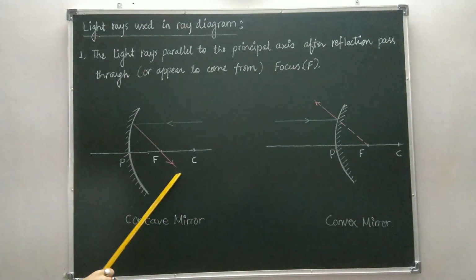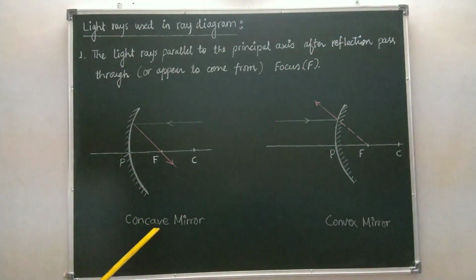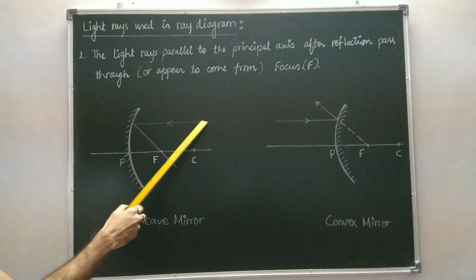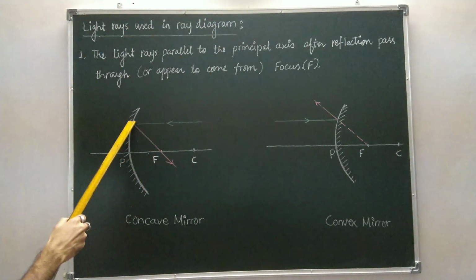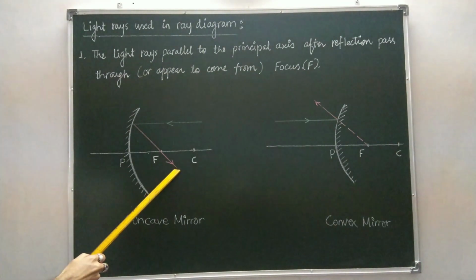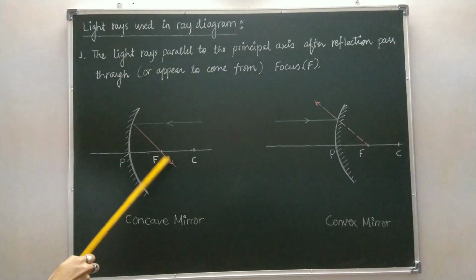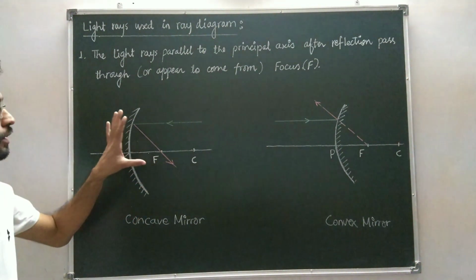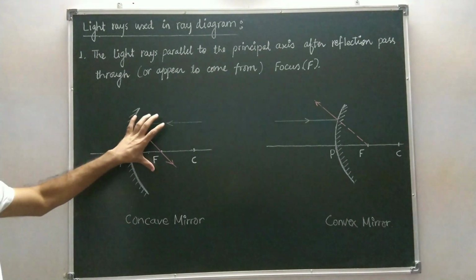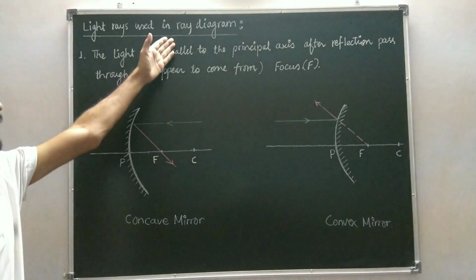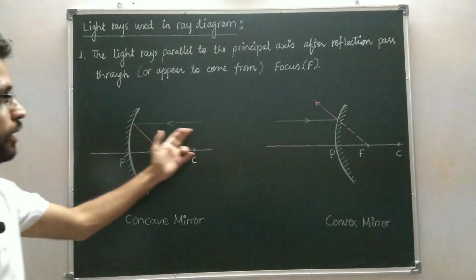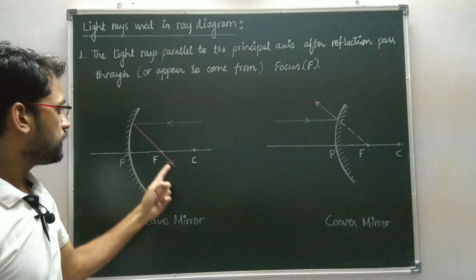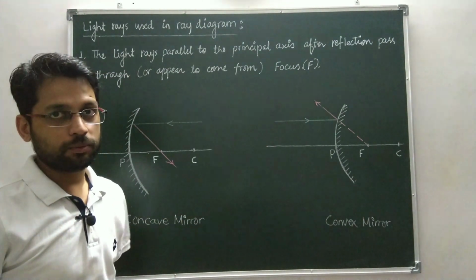And here in the concave mirror, the ray which is parallel to the principal axis after reflection passes through the focus. So this is the first ray which we use in the ray diagram, because for this incoming light ray the reflected ray is known.